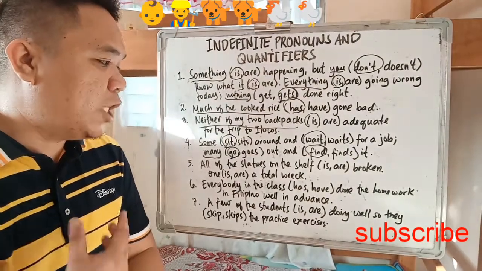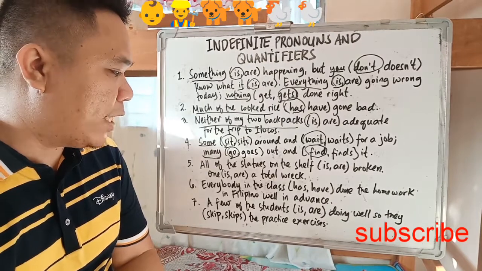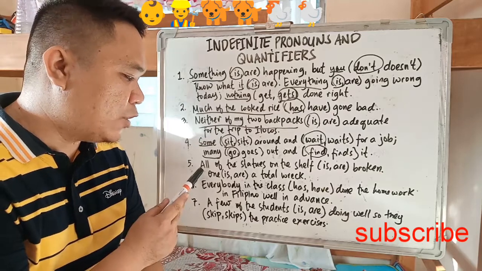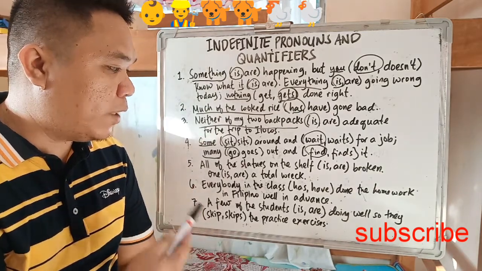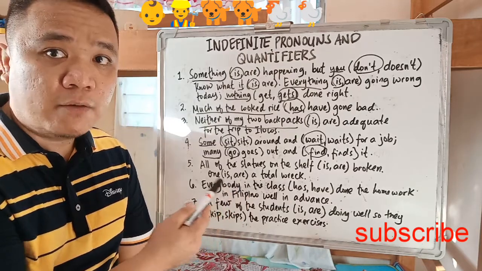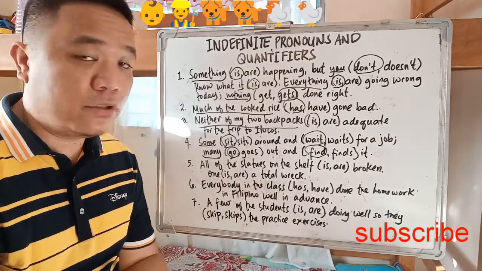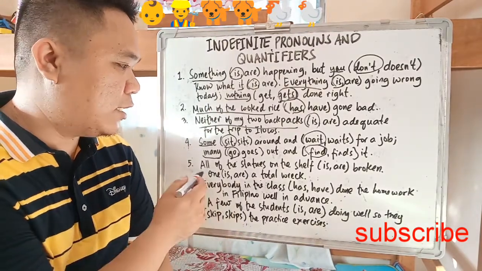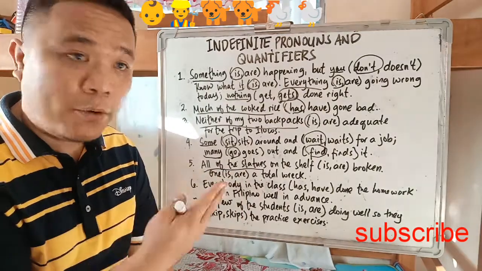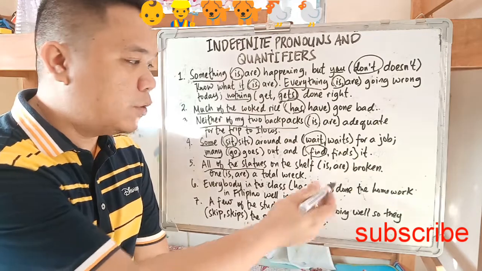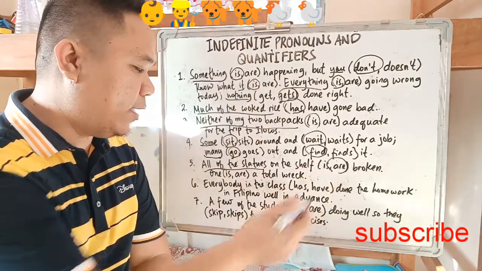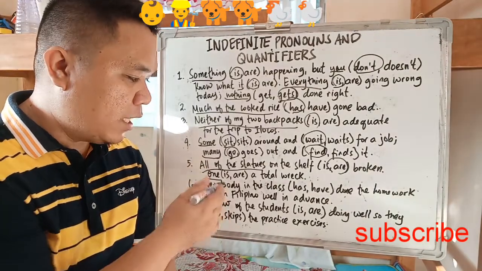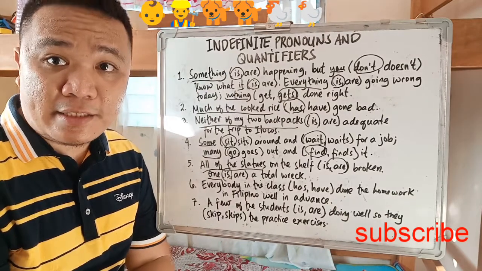Next, number 5. All of the statues on the shelf are broken. One are a total wreck. The function of all here as a quantifier will depend on the object of the preposition, of the statues. Statues there is countable. So all of the statues, that is our subject, plural. So we need a plural verb. All of the statues on the shelf are broken. One is very obvious. The word one is only one, and it requires a singular verb, is.